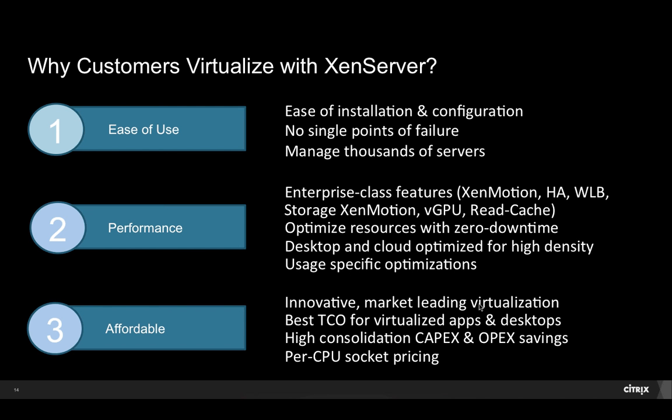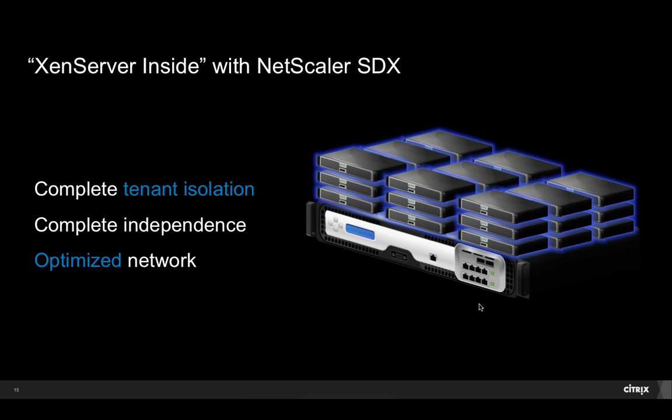From an affordability perspective, as I mentioned at the beginning, XenServer really is trying to optimize the product so that Citrix customers of our desktop and applications products really do get a great TCO for those projects. We have high consolidation ratios that really help with the CapEx and OpEx savings that you can make for even a server virtualization scenario, for example. Per CPU socket pricing is the way we've gone. And you'll see this as we look at some of the packaging pricing in a second.